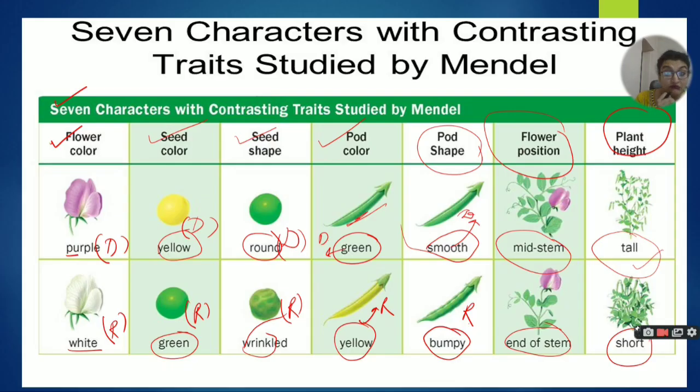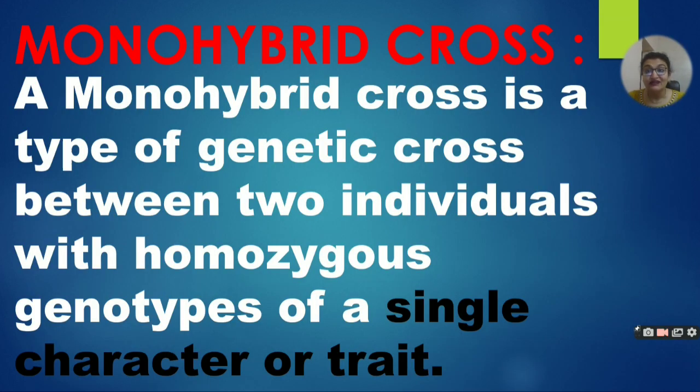One needs to keep in mind which character is dominant and which character is recessive. If you don't have any idea, you will not be able to do the crossing very quickly. Now, let's begin. What is a monohybrid cross? Mono means one. It is a cross between two individuals with homozygous genotypes for a single trait.